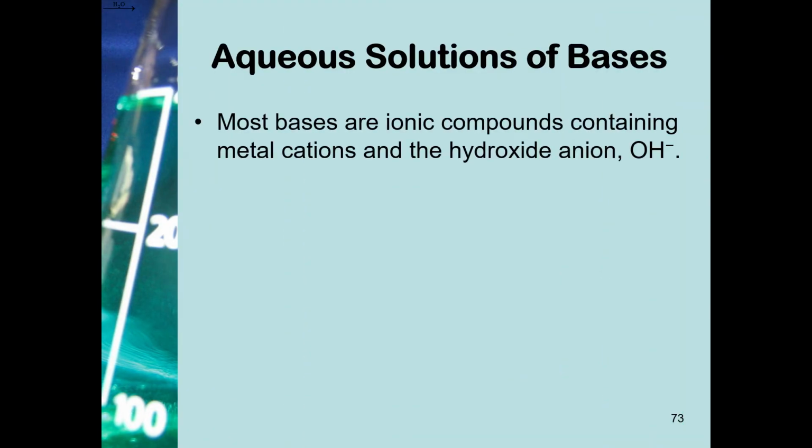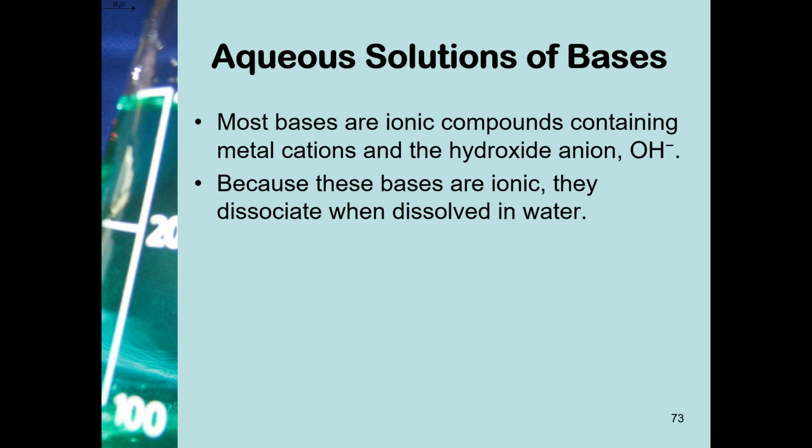Most bases are ionic compounds, not all of them, but most of them, and they contain a metal ion, elements on the left side of the periodic table that have a plus charge, and a hydroxide ion. We noticed that pattern when I showed you that chart, that they all have an OH attached to some metal. Now, because these bases are ionic, they dissociate when dissolved in water.